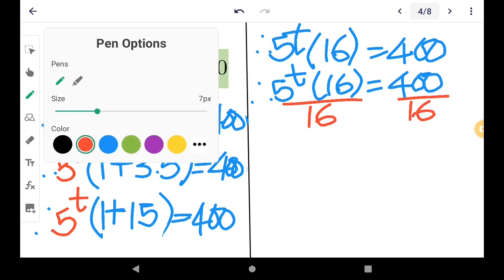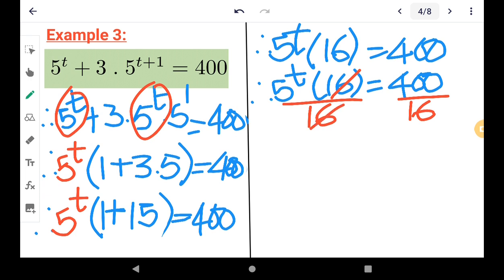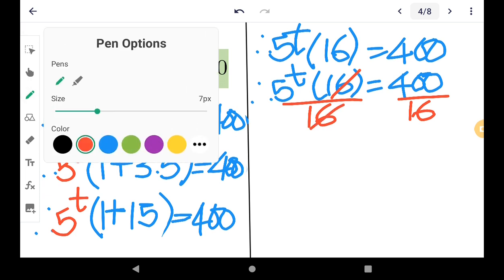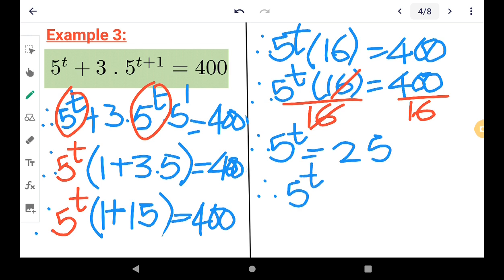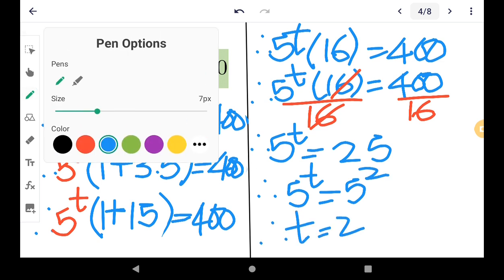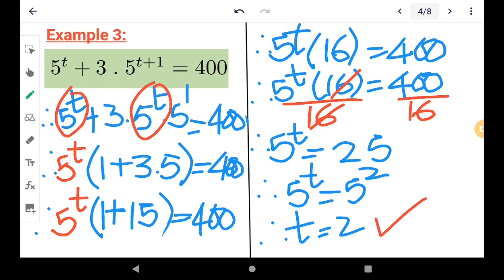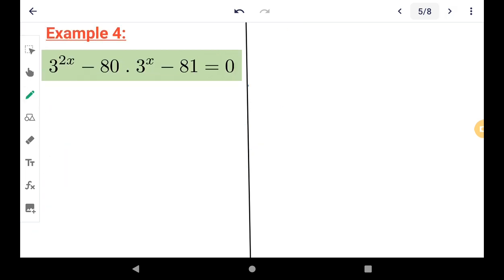And therefore, the 16s cancel out on the left hand side, and you're left with 5 to the power of t is equals to, now you take out a calculator, you go 400 divided by 16, that is equals to 25. So now express 25 as a power of 5, so that is 5 to the power of 2, and now your t is equals to 2, and your answer is done.